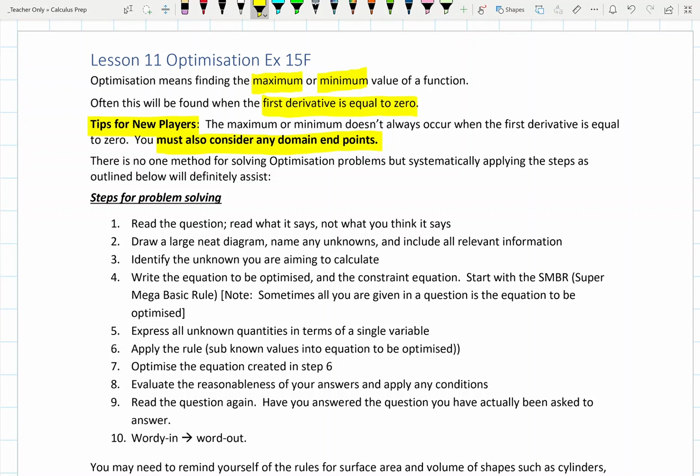Now, there isn't any one particular method of solution, but this set of steps for problem solving, if you apply those systematically, that'll get you a long way towards solving most problems. You can all read those for yourself. I'm not going to go through them now. We will go through them in the context of a problem.